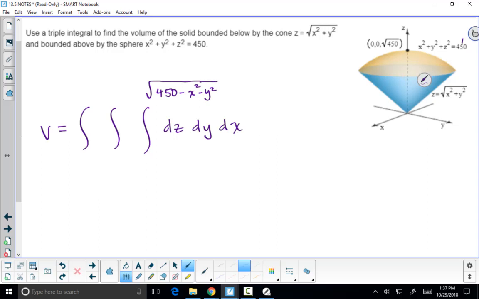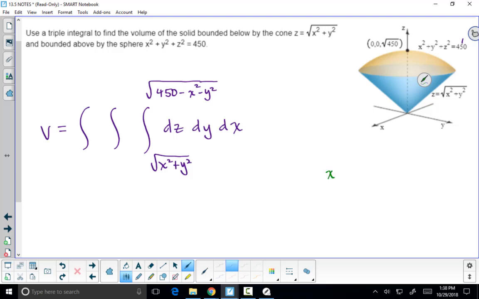All right, so that's the upper surface, and then the lower surface is given to us already: z equals the square root of the cone. So we've got that. Now we have to look down into the xy plane. We need to intersect the two and project that curve of intersection into the xy plane, so we set those two equal to each other.